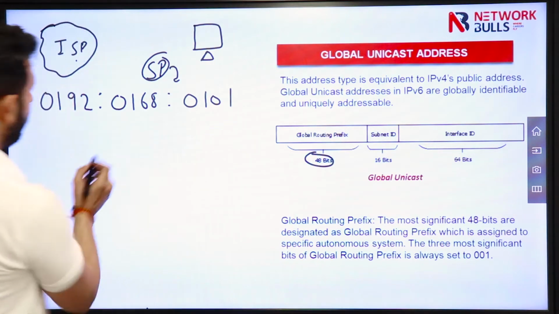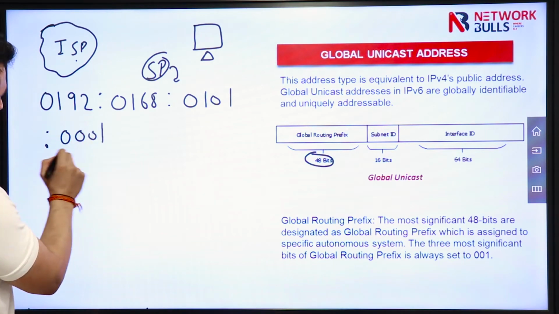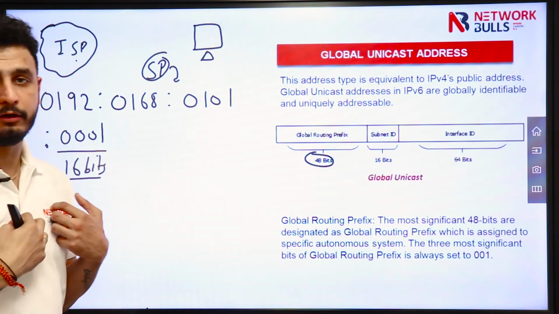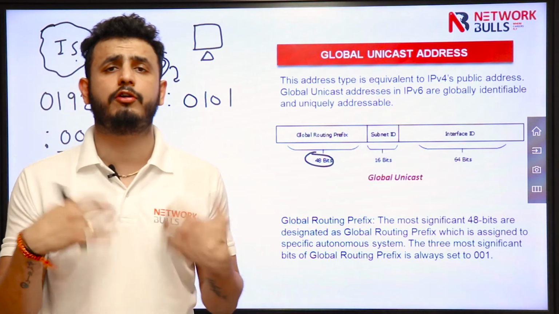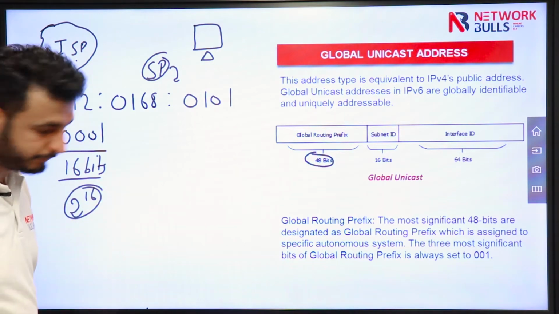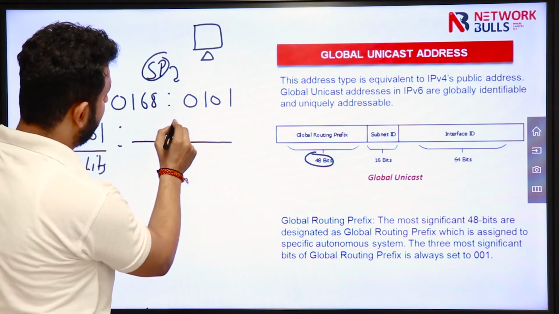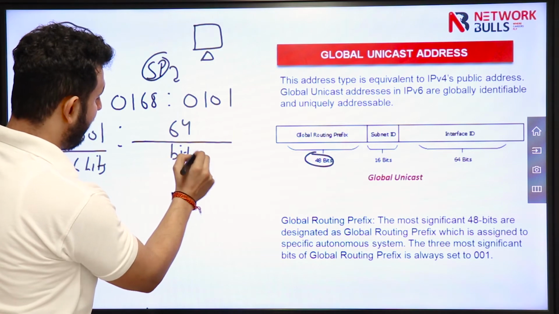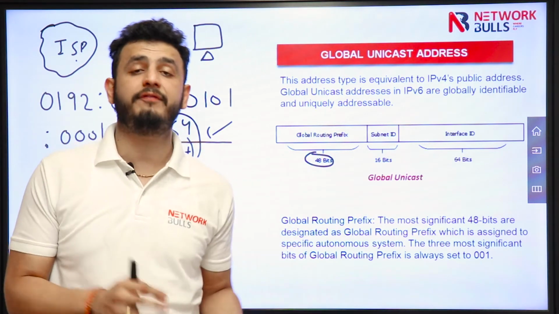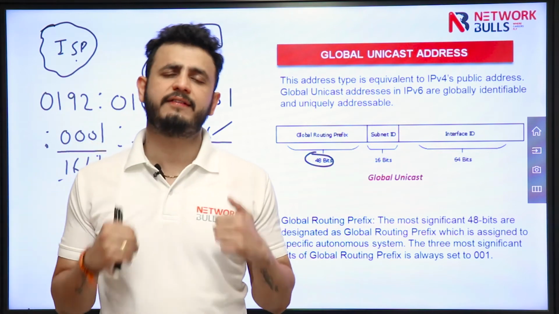Now, first of all, I am creating my own subnetwork, that is 0001. So he gave me 16 bits to create different subnetworks. I can create 0001, I can create 0002. In a similar way, I can create 2 to the power 16 subnetworks. Next, at last we have the 64-bit interface ID. Every device will calculate its interface ID, and the process of that calculation we will discuss, but not in this video, in the interface ID video.